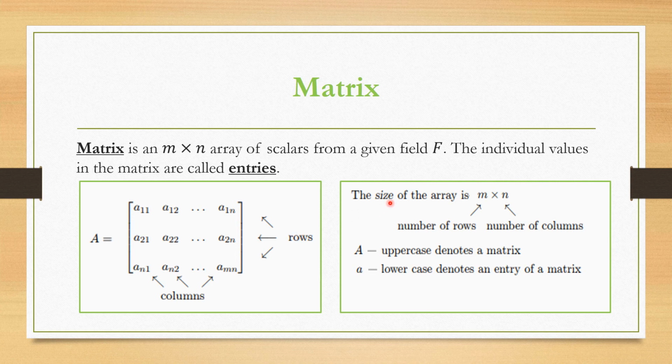The size of the matrix is the arrangement of the number of rows and number of columns in an ordered pair. The uppercase letter is used to denote the matrix A and its lowercase is used to represent the entries or elements.